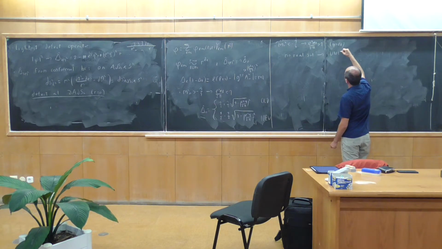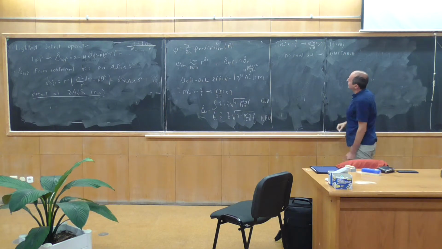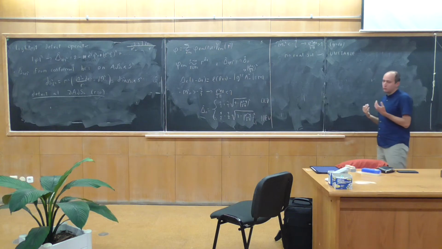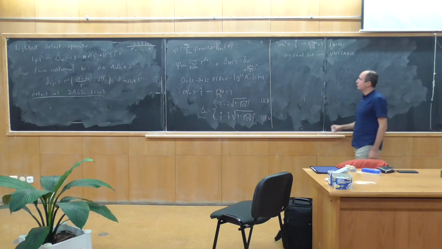And this is what we call the unstable line. So more physically, what does this mean? There is no real solution. So it means that you have to introduce a cutoff.